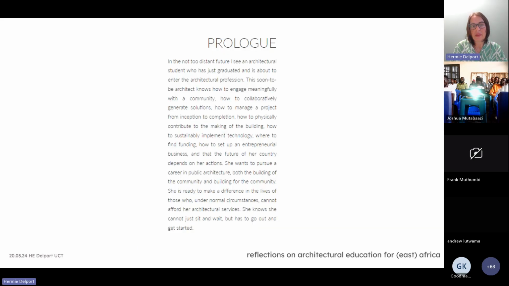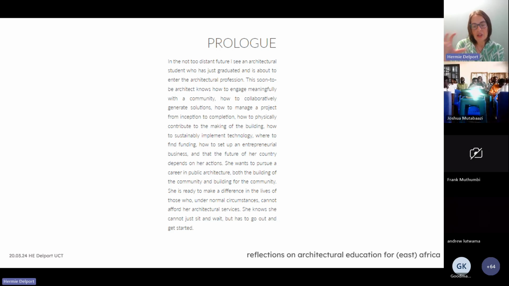I want to end with a quote, and I'm not going to read the whole quote, but it comes from my thesis on design build. And I'm going to read a little bit. It says, in the not too distant future, I see an architectural student who has just graduated and is about to enter the architectural profession. The soon-to-be architect knows how to engage meaningfully with the community, how to collaboratively generate solutions, and how to manage a project from inception to completion, how to physically contribute to the making of the building, and how to sustainably implement technology, where to find funding, and how to set up an entrepreneurial business. And that the future of a country depends on her actions. And she continues with the idea of public architecture.